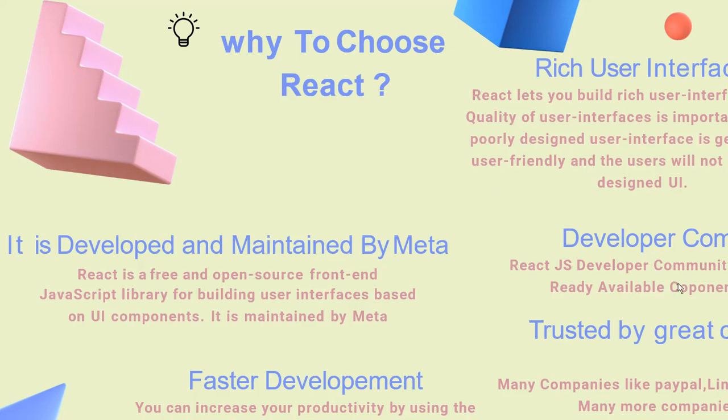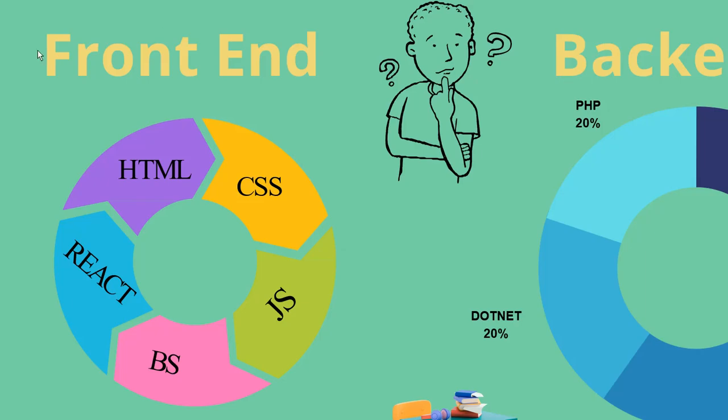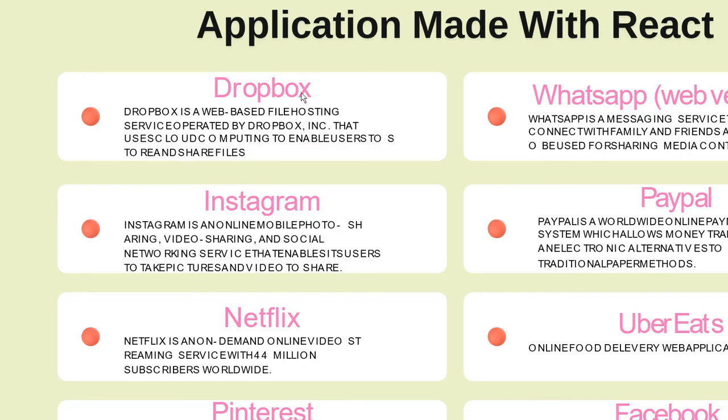by great companies. And I have given brief details about what a MERN stack is, where we have to start, front end or back end, and why we have to start with the front end. I already told that, and what the back end companies are and the pros and cons I have told. The next is applications made with React. Dropbox, Instagram, Netflix, Pinterest, Facebook, Uber Eats, PayPal, WhatsApp web version, everything is built with React.